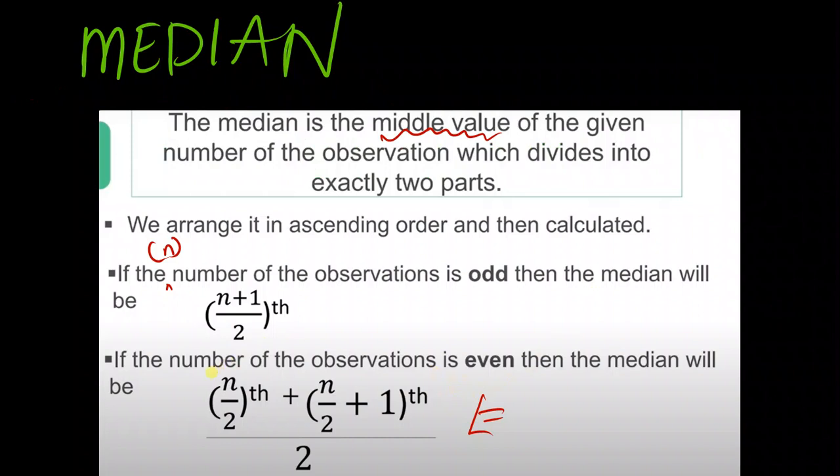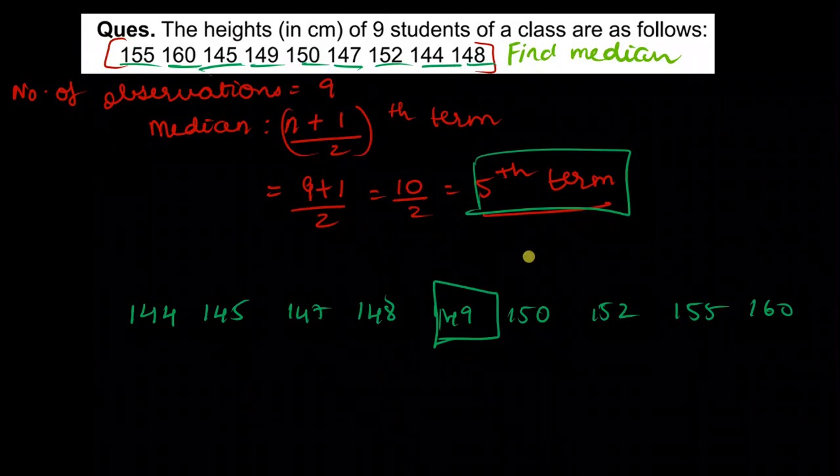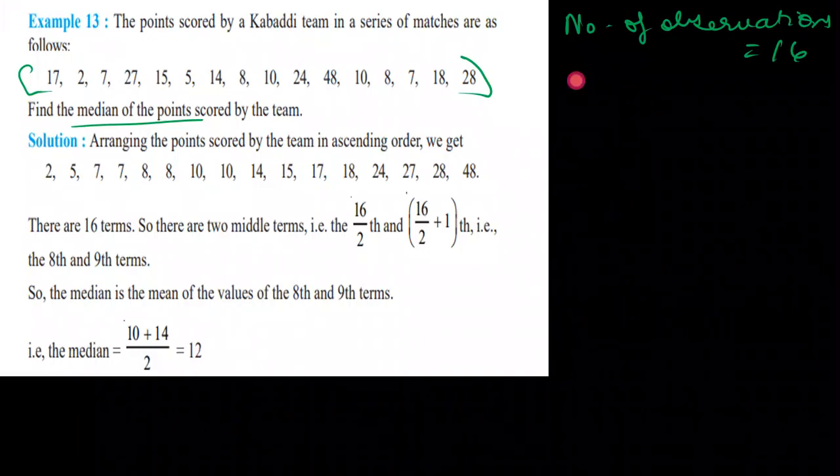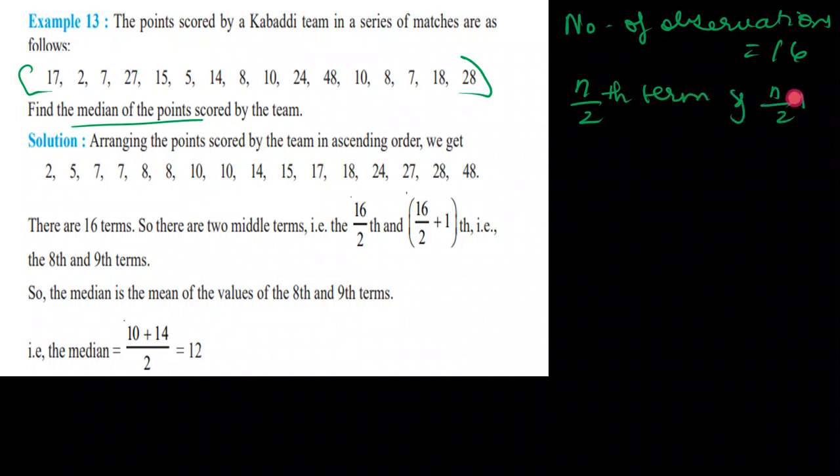So is this an odd or even number? Even number, right? And we just saw that for even numbers we use this formula. So what is the formula? Let's just write it down here. That will be the n by 2 th term and the n by 2 plus 1 th term. Okay, so basically we are going to find the median through this formula.